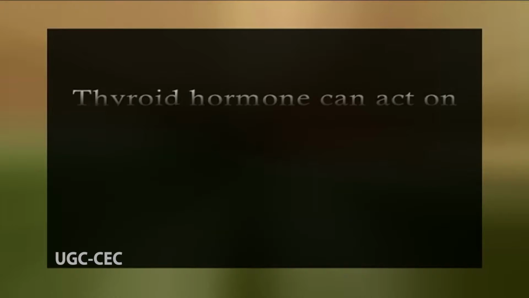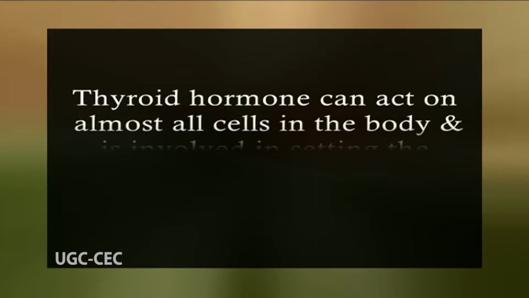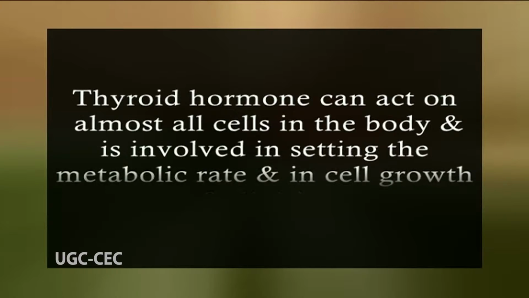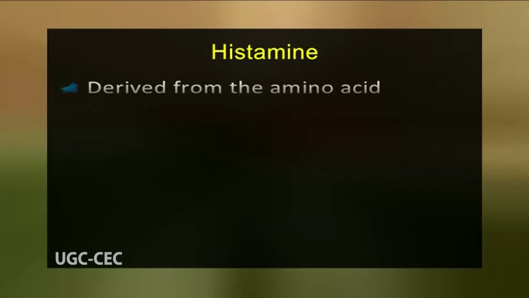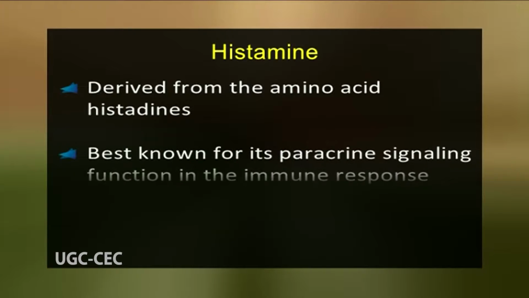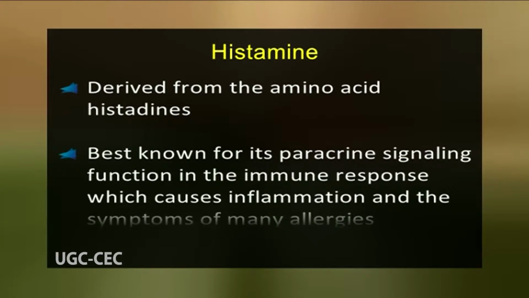Thyroid hormone can act on almost all cells in the body and is involved in setting the metabolic rate and in cell growth and division. Histamine. Histamine is derived from the amino acid histidine. It is best known for its paracrine signaling function in the immune response, which causes inflammation and the symptoms of many allergies. However, it also is an important signal molecule involved in the gastrointestinal signaling and as a neurotransmitter.